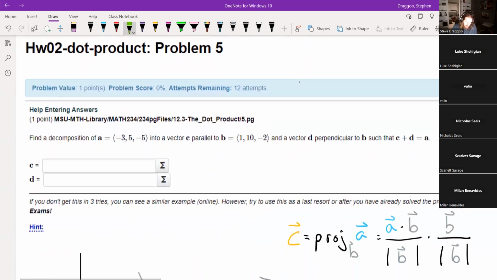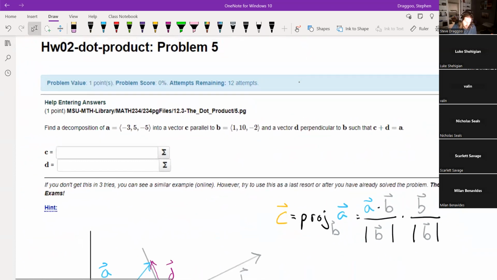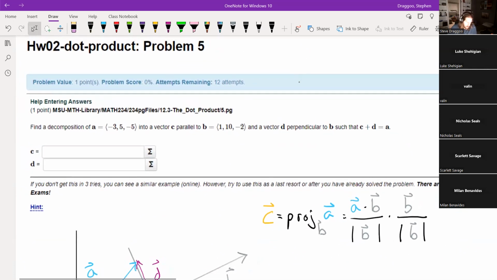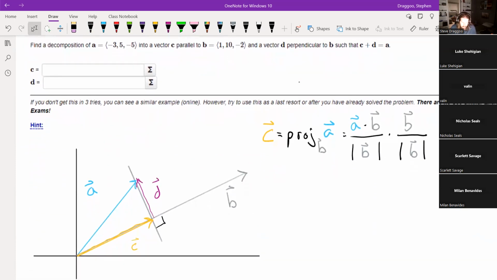All right, some stuff from the dot products. Conceptually, we want to decompose A into a pair of vectors. The pair of vectors is going to be C and D, one of which is parallel to B and the other is orthogonal to B, some extra vector that we want to project it onto.